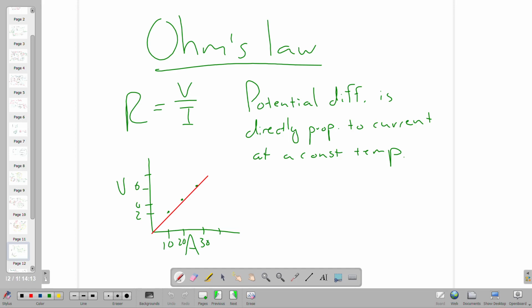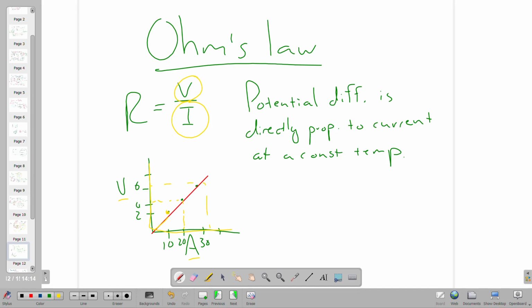So Ohm's law states that the potential difference of a circuit is directly proportional to the current at a constant temperature. So potential difference directly proportional to current. What does directly proportional mean? It means as the one increases, the other one will increase. So if you took a graph and you measured the current and the voltage at the same temperature, if I increase the voltage, the current will increase as well. So if it's 10 and it's 2 there, if I increase the voltage to 4, then the current will double as well. So from 10 to 20, etc.